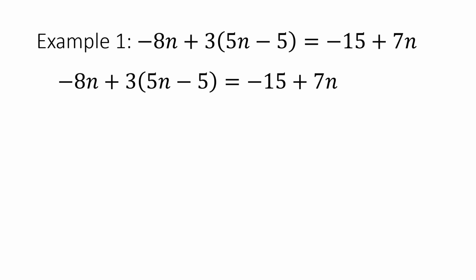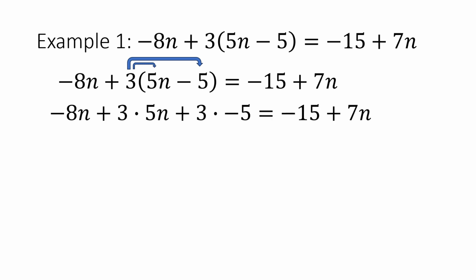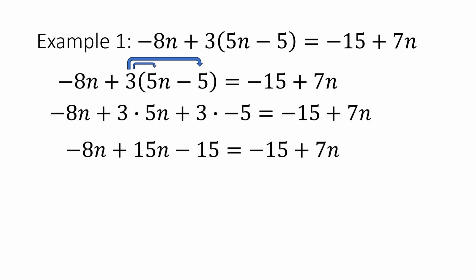However, I can simplify the left side, and I do have parentheses, so that means I'm going to need to do the distributive property. I'm going to take the 3 and multiply it with the 5n, and then multiply 3 with the negative 5. That's going to look like this when I bring everything down. Now, my next step is actually doing the multiplication, 3 times 5n and 3 times negative 5, and then I'm left with this.